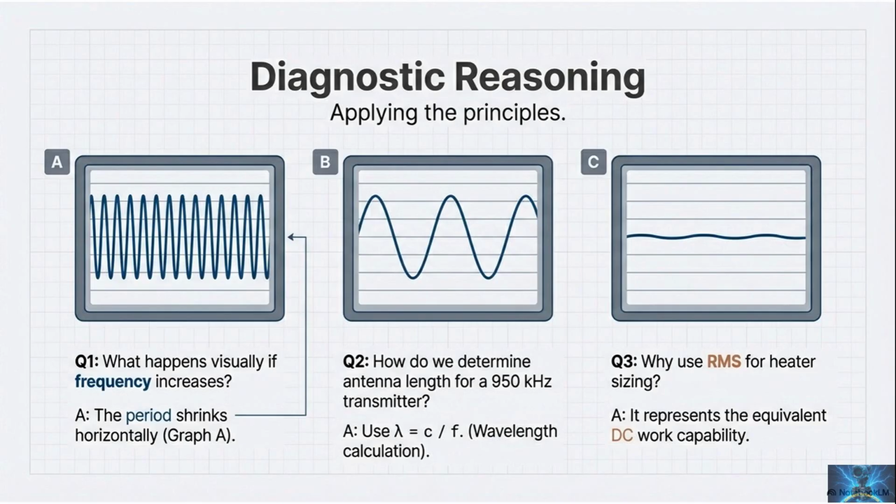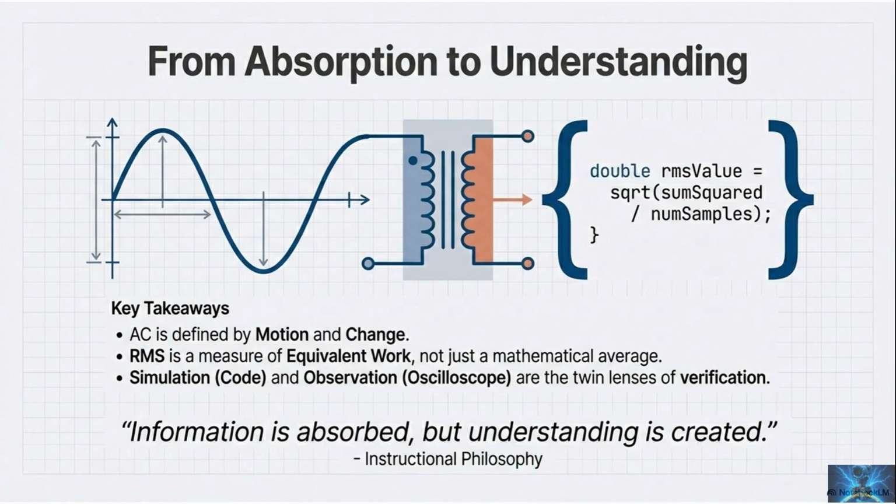This is where we turn concepts into instincts. If frequency increases, the waveform compresses horizontally because the period gets shorter. If you need antenna length, frequency connects to wavelength, and wavelength connects to physical dimensions. If you're sizing a heater or predicting heating, RMS is the right tool because it represents equivalent work in a resistor. This is the mindset shift. Observe, reason, verify. Let's land the plane.